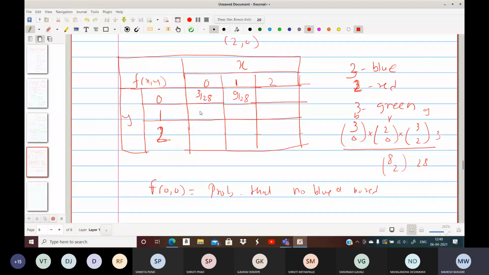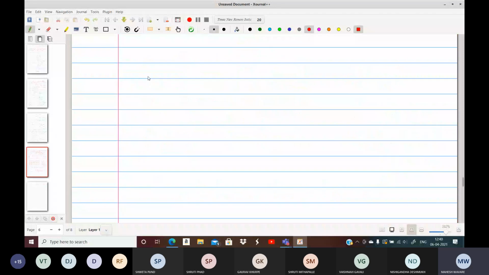Now f of 0 comma 1. So 0 is chosen from 3 blue refills, 1 is chosen from 2 red refills, and the total has to be 2. So the other refill is from green, upon 28. So 3 choose 0 is 1, 2 choose 1 is 2, and 3 choose 1 is 3. 6 by 28 means it is 3 by 14. So I should write 3 by 14 here.